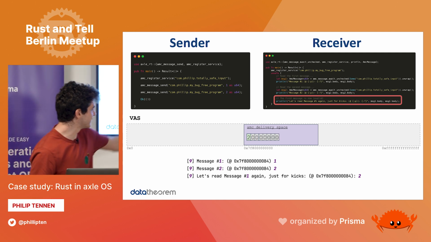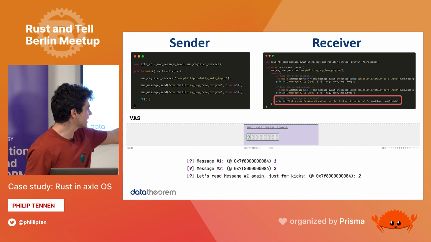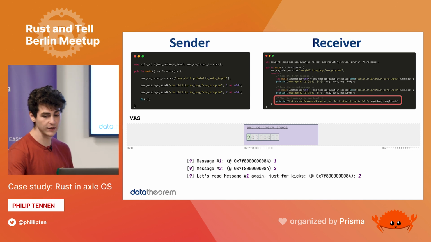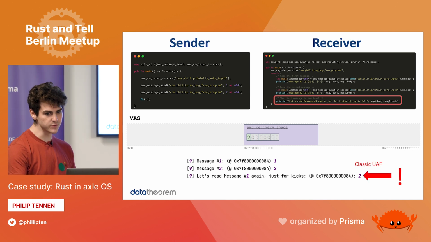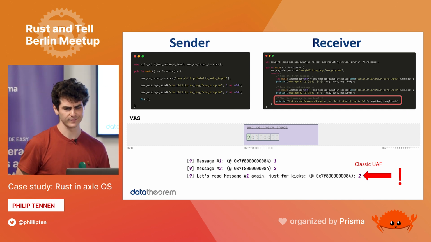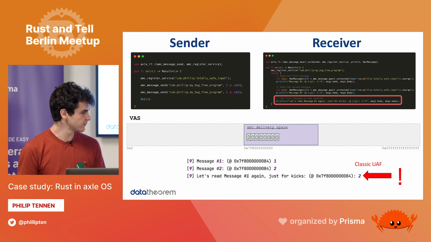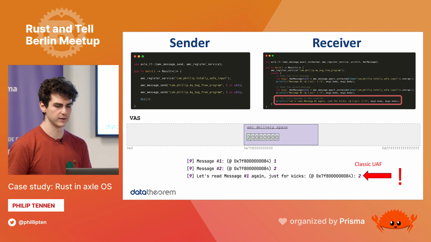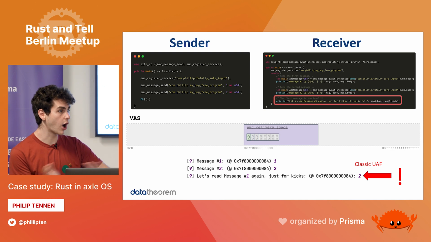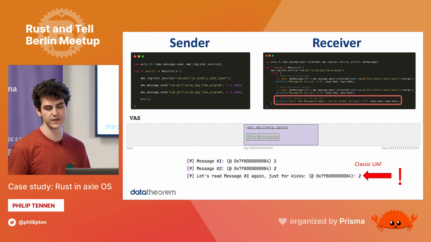And you can see, we get the first message, it has a value of 1, second message, value of 2, and then when we reread the first message, it's been overwritten. This is a classic use after free. So of course, there's straightforward ways to get around this. For example, AMC message await could just copy whatever it receives to somewhere on the heap.